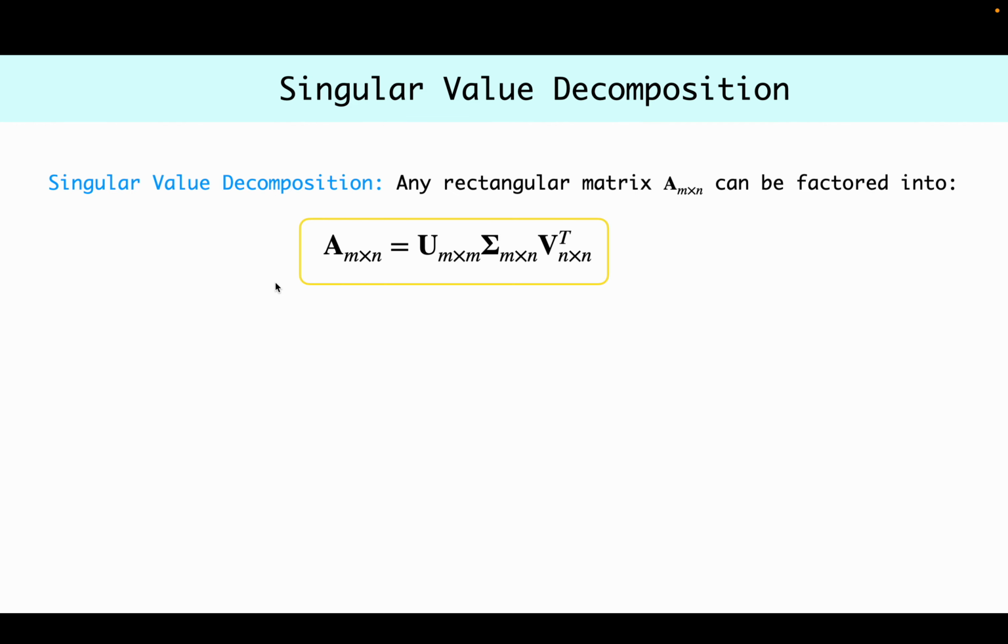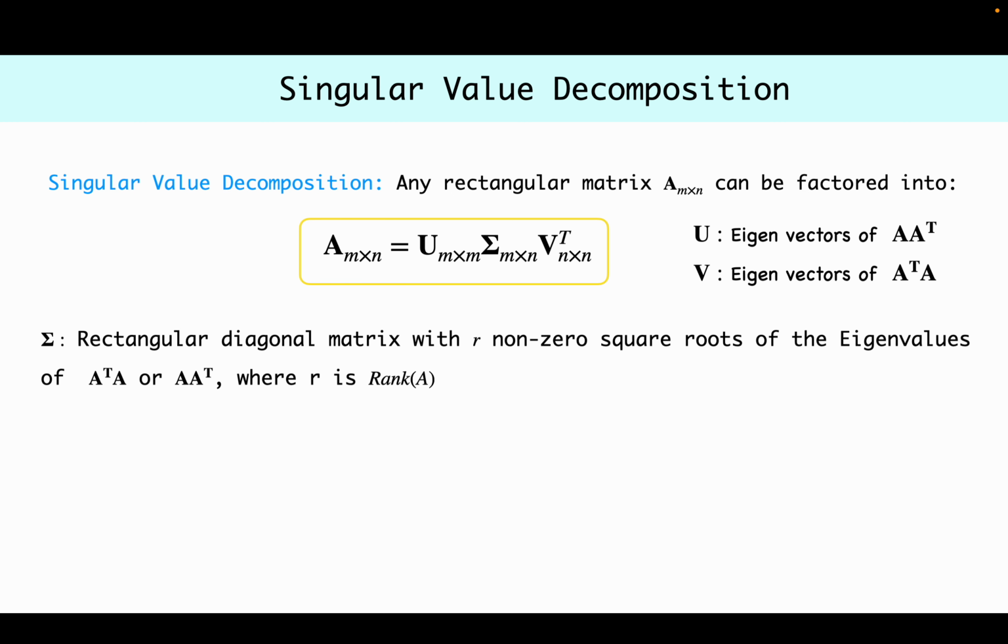U sigma V transpose. As we can see here, A is a rectangular matrix M cross N, and U and V are square matrices, and the sigma, which contains the singular values, is a rectangular diagonal matrix. We will see how the matrix would look. So U contains eigenvectors of A A transpose and V contains eigenvectors of A transpose A.